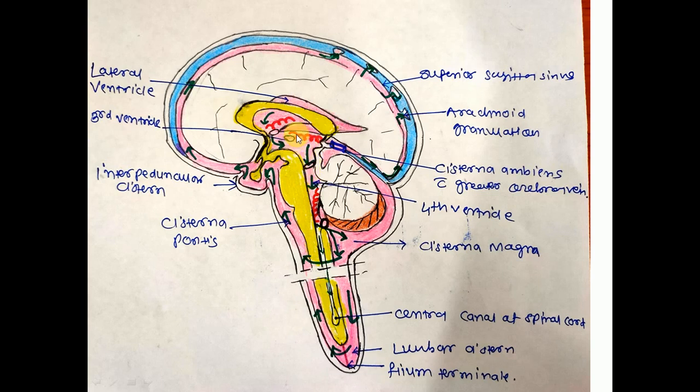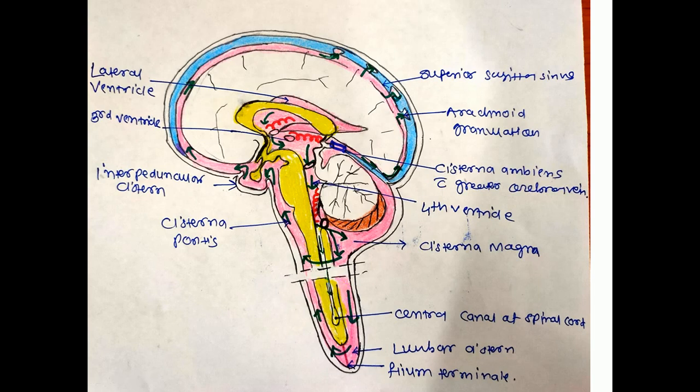Then the third ventricle, that is the cavity in between the parts of the diencephalon. Practically speaking, it is the space between the two thalami. Fourth ventricle is the space between the cerebellum posteriorly and pons and medulla oblongata anteriorly. In addition to that, there is the central canal of the spinal cord, which lies within the spinal cord. Now we discuss the subarachnoid cistern.